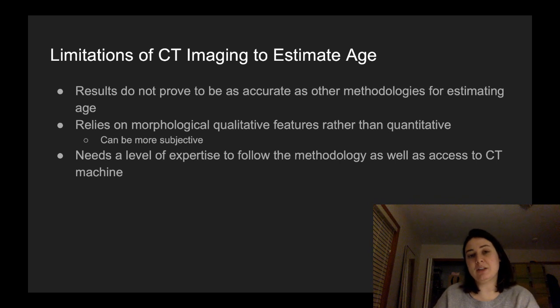Limitations of the CT imaging to estimate age is that it is not proven to be as accurate as other methodologies for estimating age, like rib histomorphometry, or using the physiochemical and biomechanical methods for analysis. It does rely on morphological features rather than quantitative features, and it does also need a level of expertise in order to make sure you're really accurately identifying the ossification and measuring that accurately.